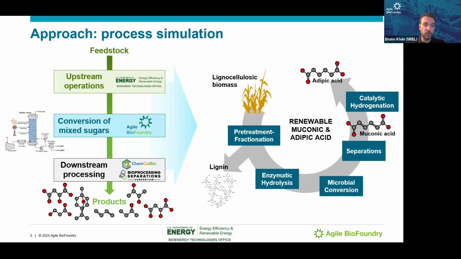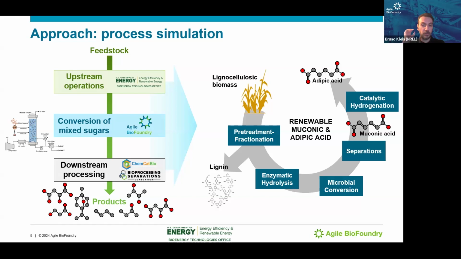And finally, after we do the mixed sugars conversion to a specific product, we have to do downstream processing, so removing that compound from the fermentation broth. In that sense, we connect a lot with other consortia in the BIDO portfolio. So for example, the Bioprocessing Separations Consortium, SEPCON, and whenever needed, we also talk to ChemCatBio, other projects for catalytic upgrading of the intermediates to the final marketable products.